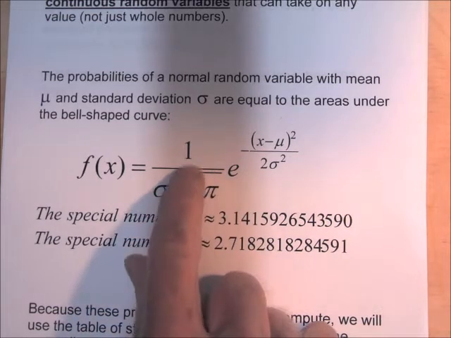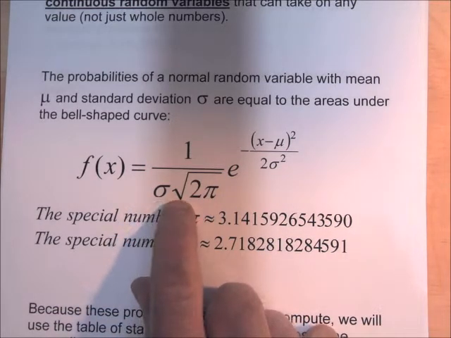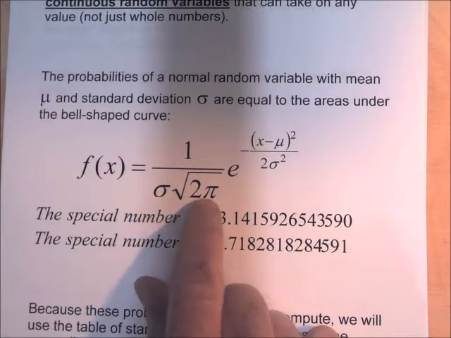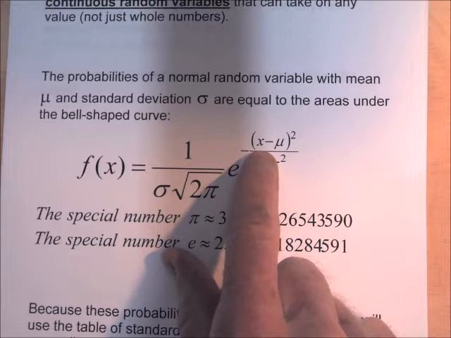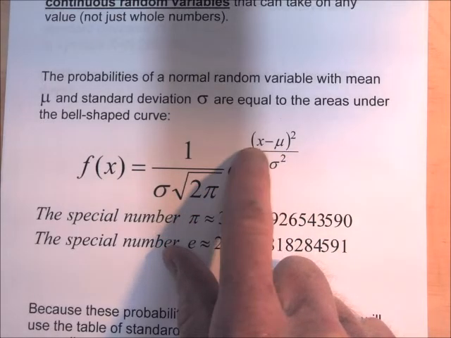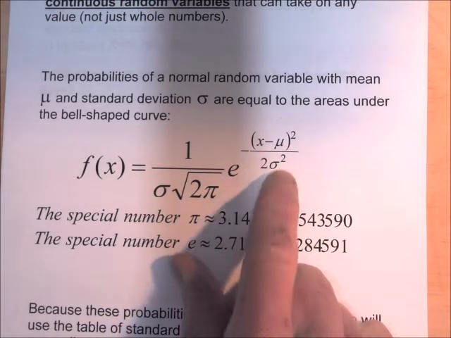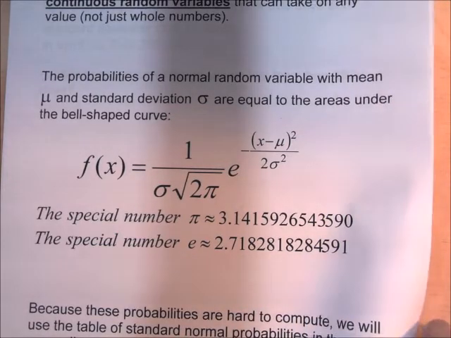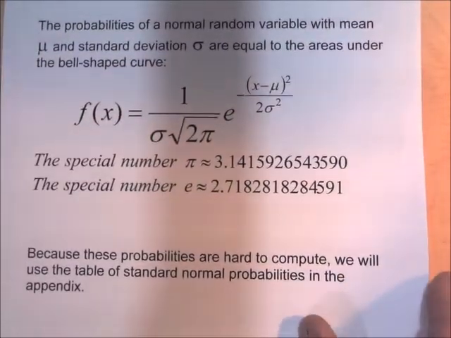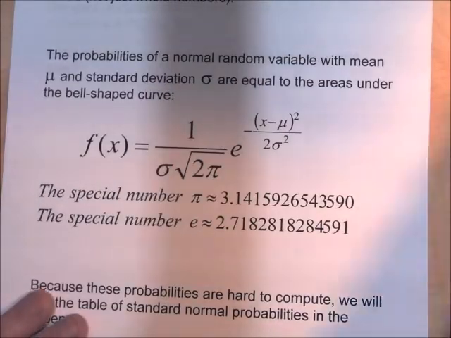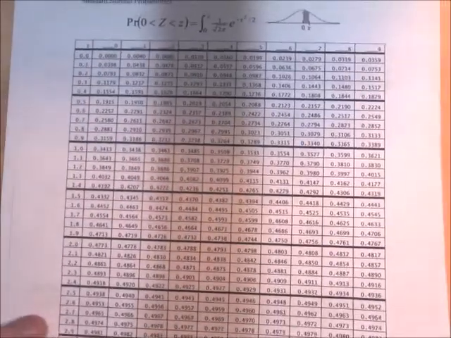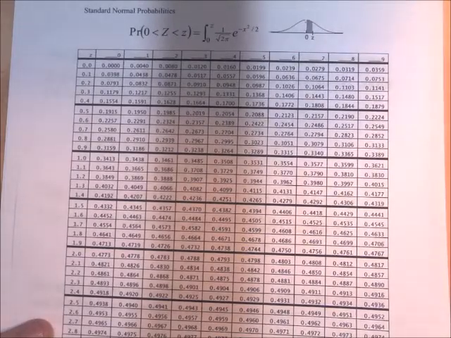So this is 1 over sigma, that's the standard deviation, times the square root of 2 pi, times e, and then the exponent is negative x minus mu, that's the mean, quantity squared, over 2 sigma squared. So anyway, that's the formula. But again, these probabilities are hard to compute. So we're going to be using this table here that gives standard normal probabilities.